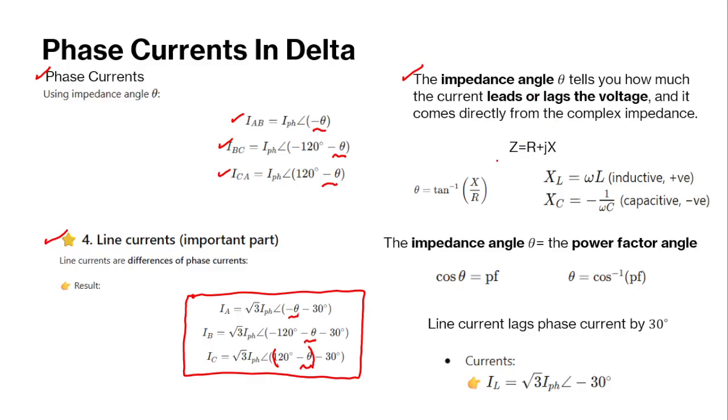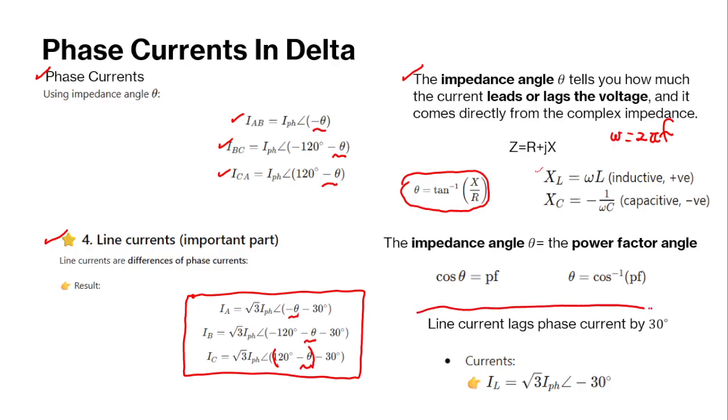So lead, lag. This is impedance, R plus jX. There's a calculation for the impedance angle and two important equations. You have XL, which is omega L, remember omega is 2 pi f, and then you have XC, which is minus 1 over omega C. Don't forget to put the minus. And yes, the impedance angle is equal to the power factor angle. So if they give you either one, it's the same thing, right?